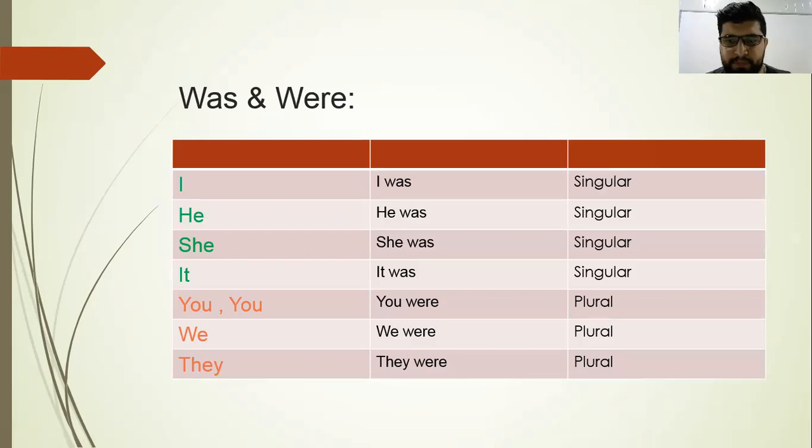Was and were, we quickly talk about that. Was and were is about singular and plural. These ones here, the green ones, are singular, one person, and these three here are plural. So we say I was, he was, she was, or it was. It can be for animals, so we say it was. You were, we were, they were. It's really easy.